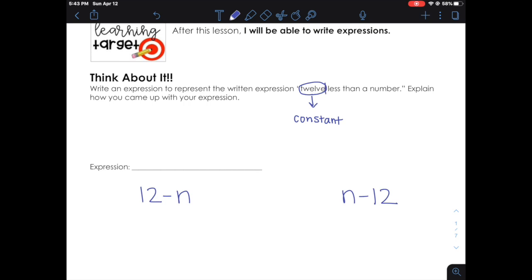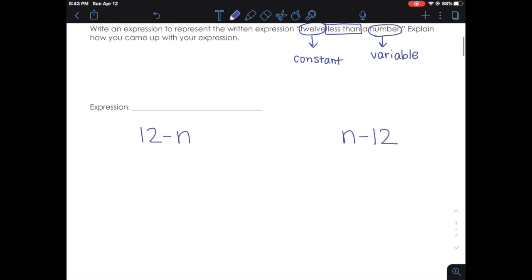Okay, we have a keyword here, less than. And less than tells us that we are going to be using subtraction. Finally, we have a number, and that's where our variable is going to come in. And I used the variable n for this problem since it's saying number. You could have used any letter like X, Z, A, B, it doesn't matter. Okay, but this is going to end up being our variable.